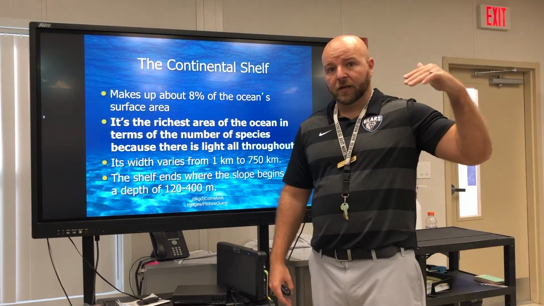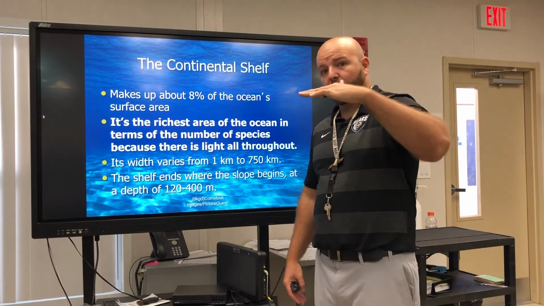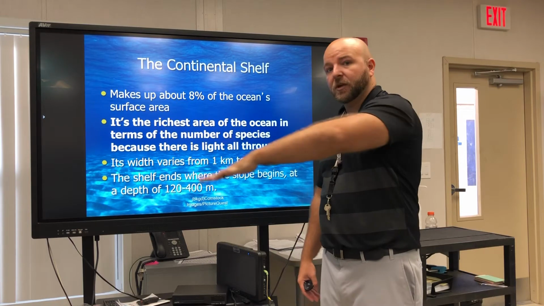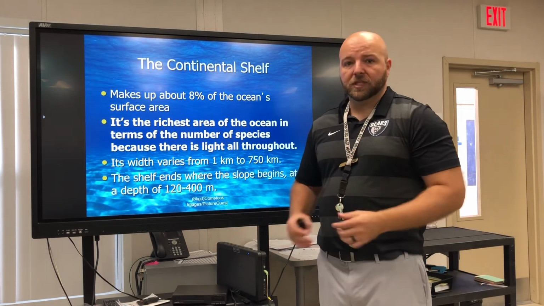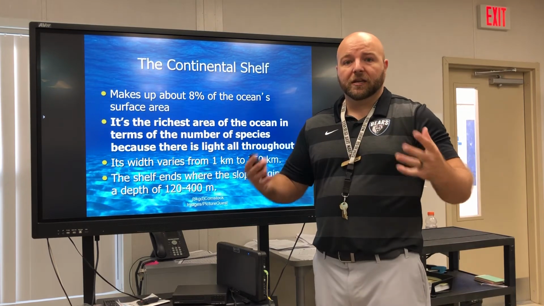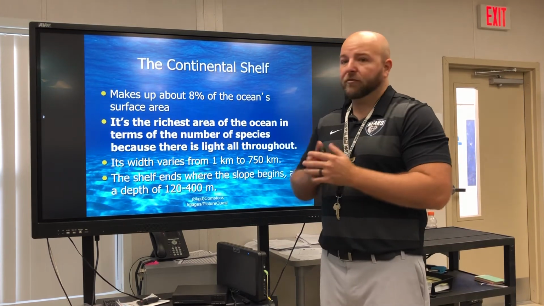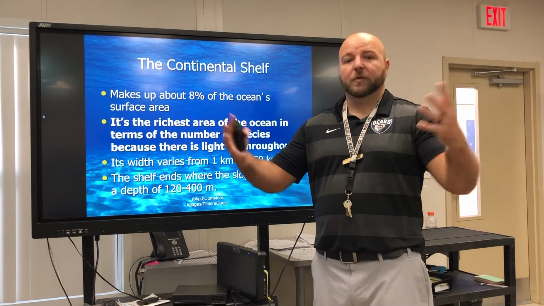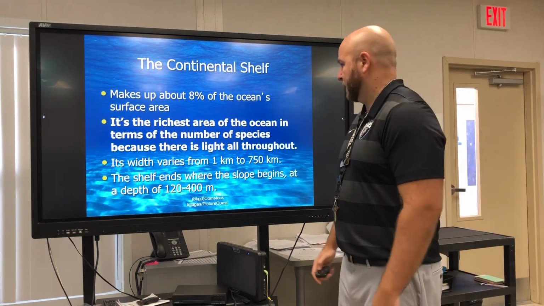That's going to be the area of the ocean before the slope, before it drops off out into deep ocean. The light can reach the entire shelf, and because of that light, there is plant life. And because of that plant life, there's going to be lots of other life that ends up surrounding it.